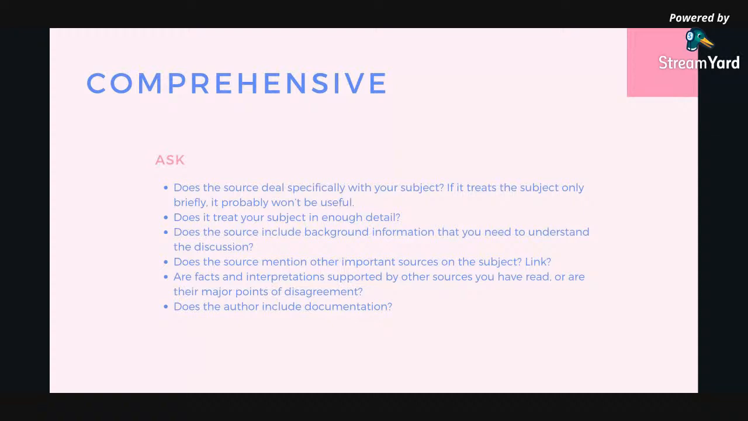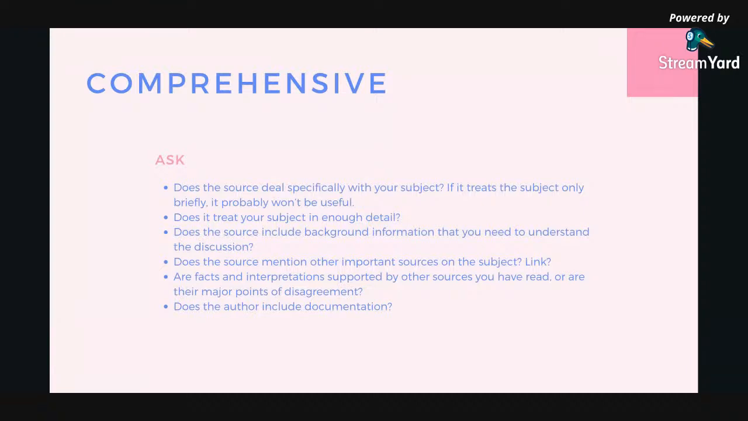So to see if something is comprehensive, you need to ask these different questions. Does the source deal specifically with your subject? Does it treat the subject only briefly? Like, it probably won't be useful. So those things you need to look at. Does it treat your subject with enough detail?